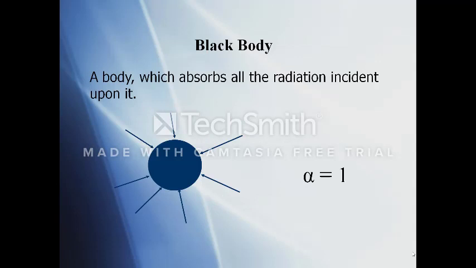Another important concept we have already seen is the black body. A black body is defined as a body which can absorb all the radiation incident upon it. No reflection, no transmission. All the energy is absorbed. Such an idealized body is called a black body. So we can easily say that absorptivity alpha for a black body is always equal to 1 because no fraction is reflected or transmitted.